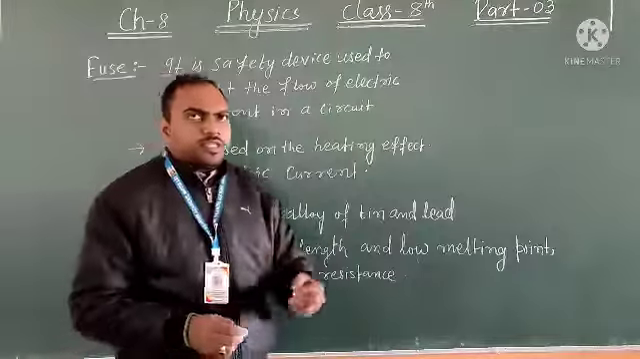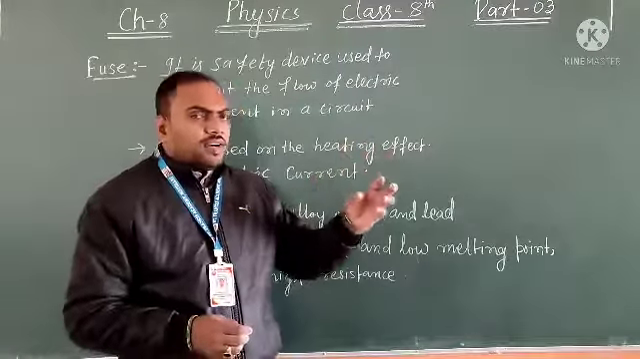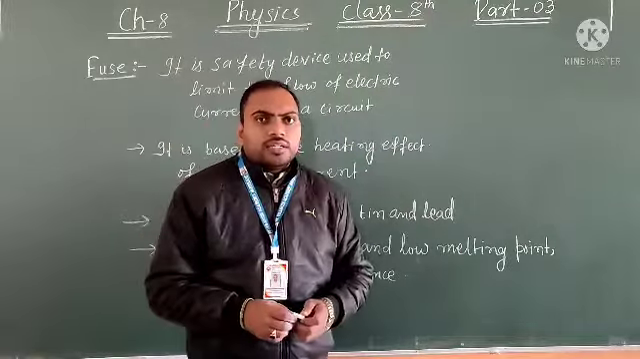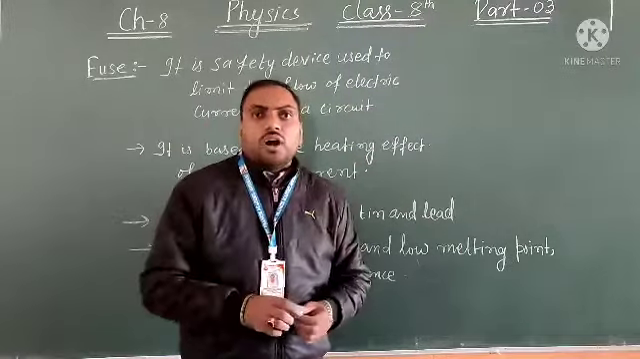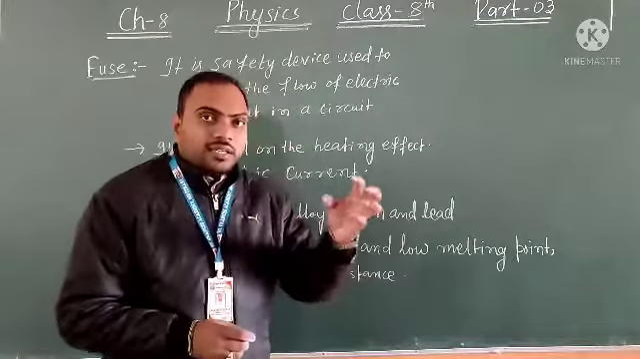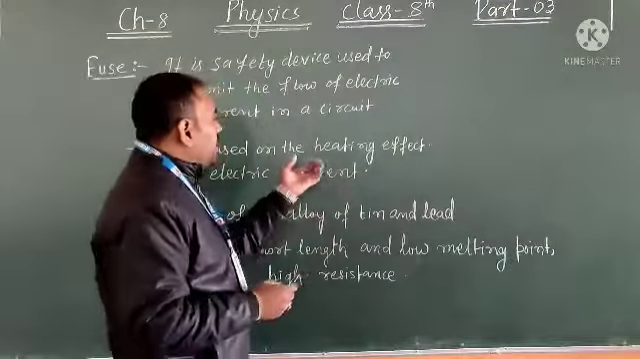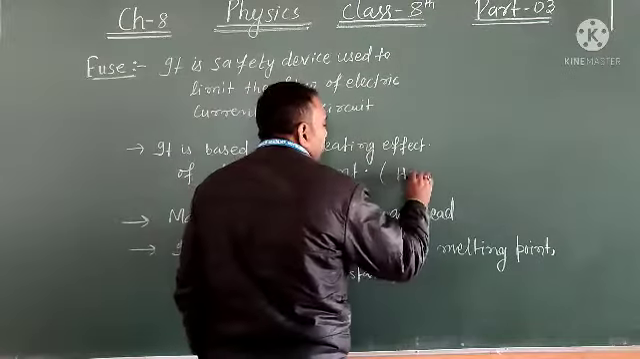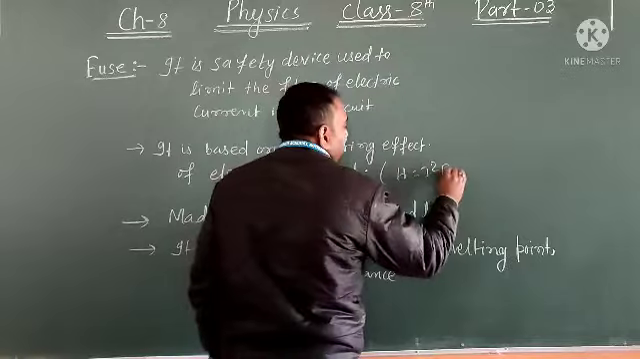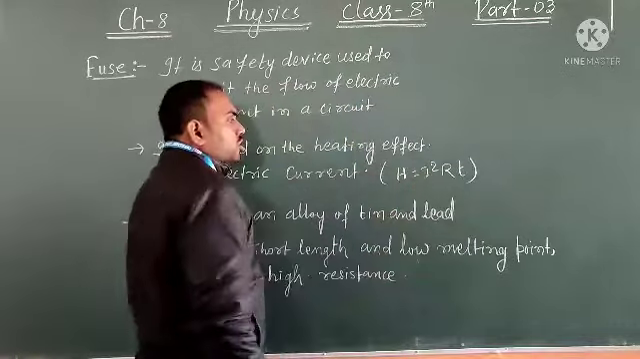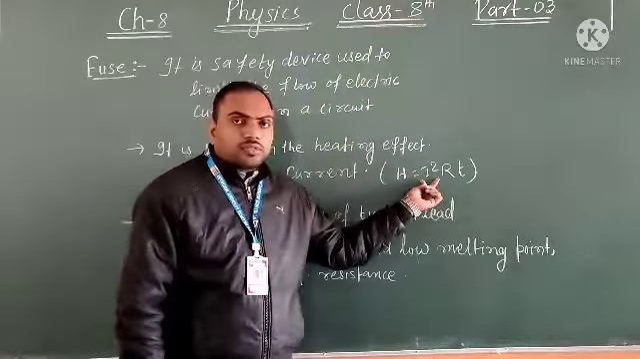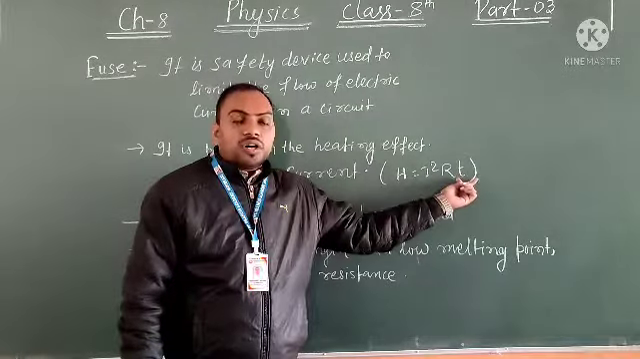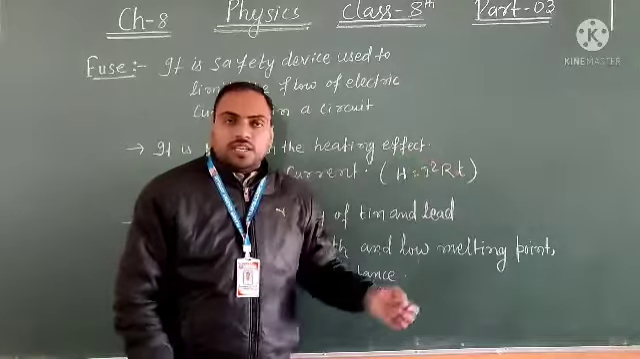You might have experienced it with a 100-watt bulb, the yellow bulb at your home: when you touch it, you feel it hot. Why is it hot? It is because of the heating effect of electric current. Its formula is H = I²RT. The heat depends on how much current is flowing through the conductor, the resistance of the conductor, and for what time the device is being used.